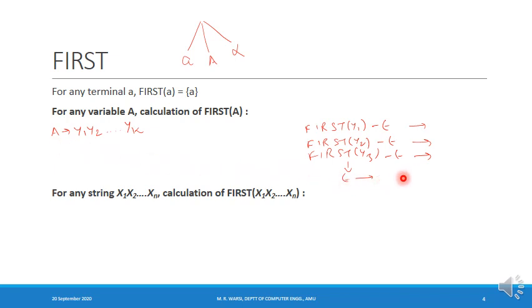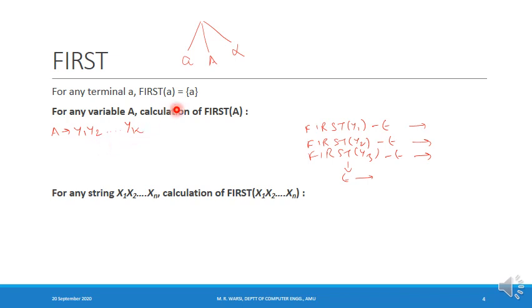So this is how I'll calculate the first on the basis of this production. In a similar way, I'll pick up the second production and calculate the first on the basis of the second production too. Pick up the third production, calculate the first on the basis of the third production too, and so on.